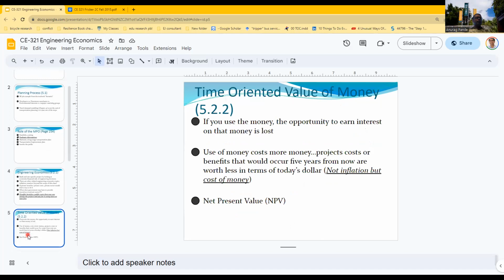So here is the most critical aspect of this. The most critical aspect is the time-oriented value of money. Because the transportation infrastructure that we typically build is not for 1 year. It's not for 6 months. It's for many years to come. Like, if you build a bridge, we expect that bridge to last 30, 40, 50 years, right?